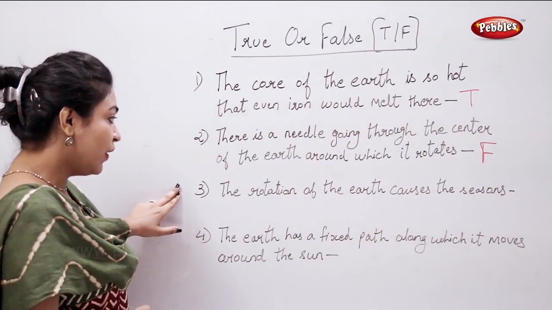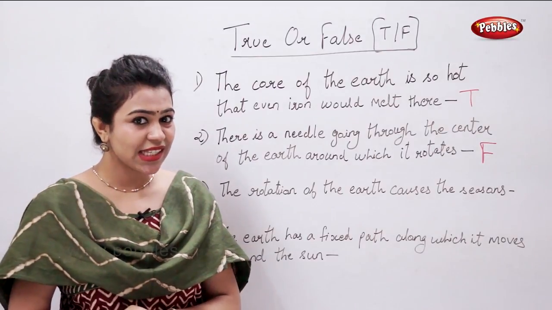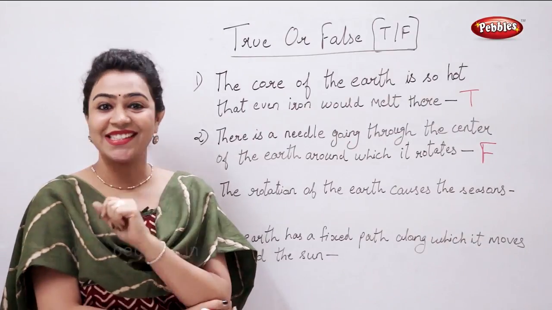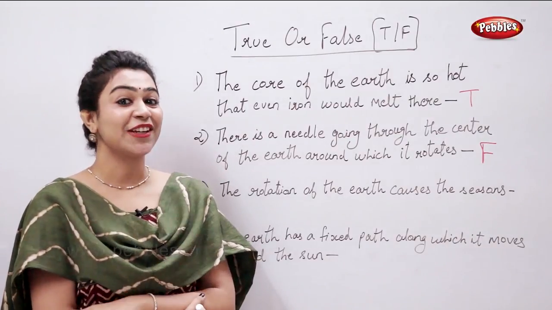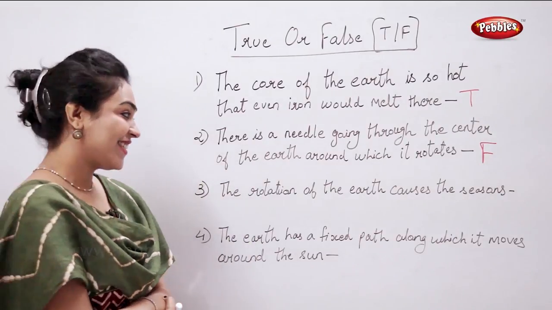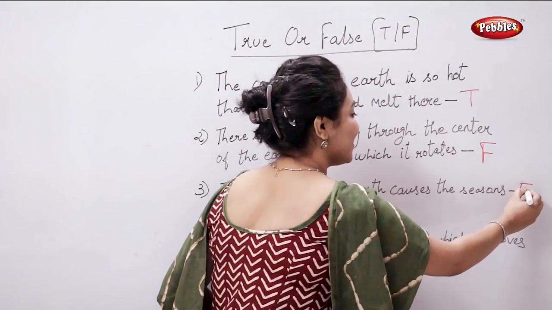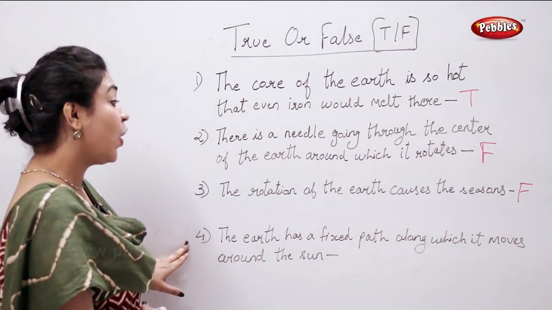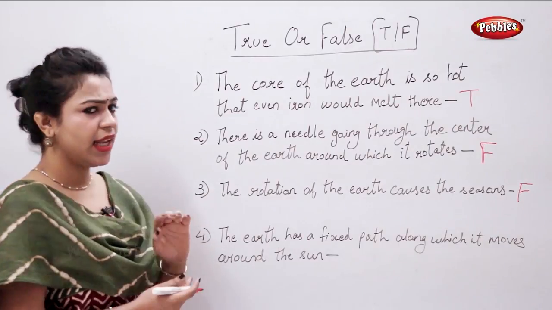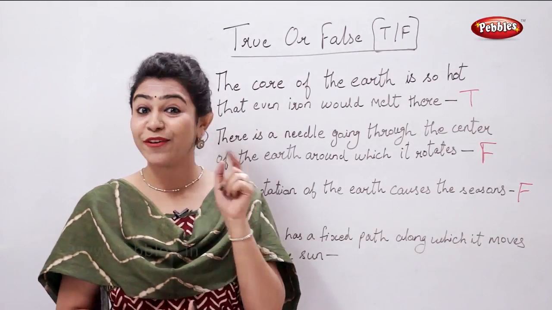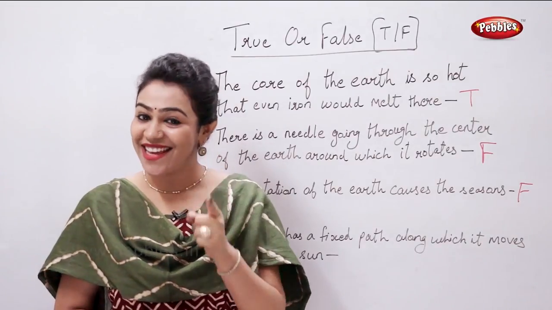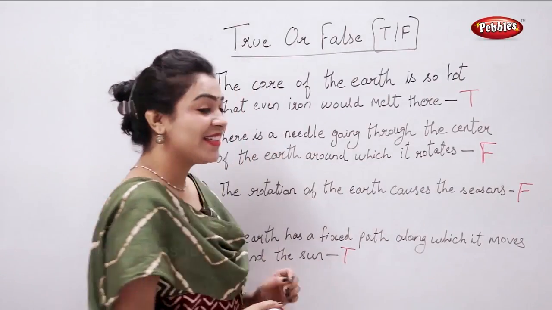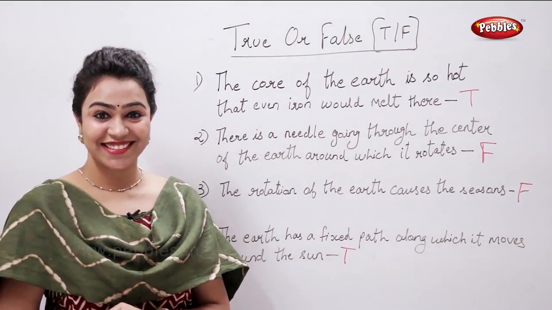The rotation of the earth causes the seasons. Rotation of the earth. False. It is the revolution that causes the seasons. The earth has a fixed path along which it moves around the sun. Now tell me, is it a true or a false? Yes, it's true. The fixed path is called orbit.